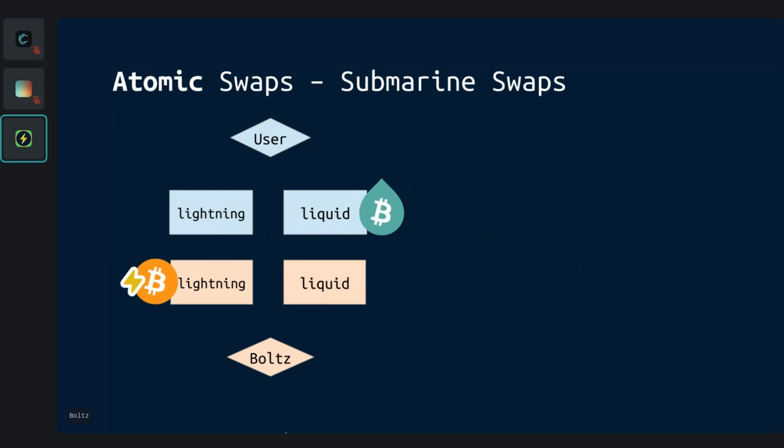Today we're talking about a subcategory of atomic swaps, the so-called submarine swaps. I think the term was coined by Alex Bosworth of Lightning Labs, and describes atomic swaps between the Lightning Network and some sort of blockchain. So let's go through the swap flow between Lightning and Liquid.